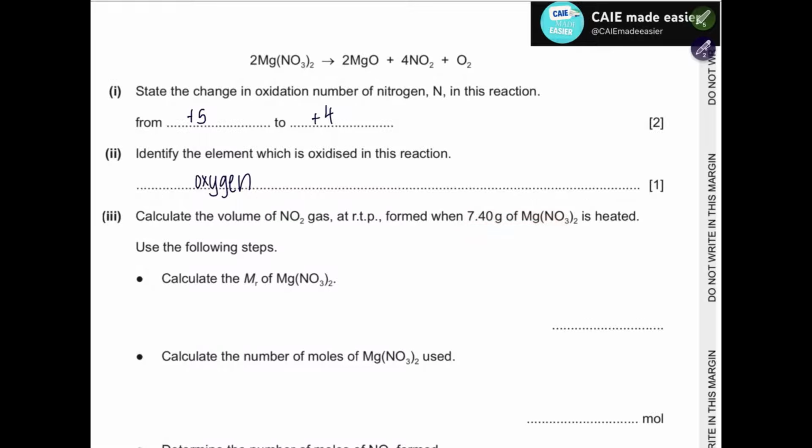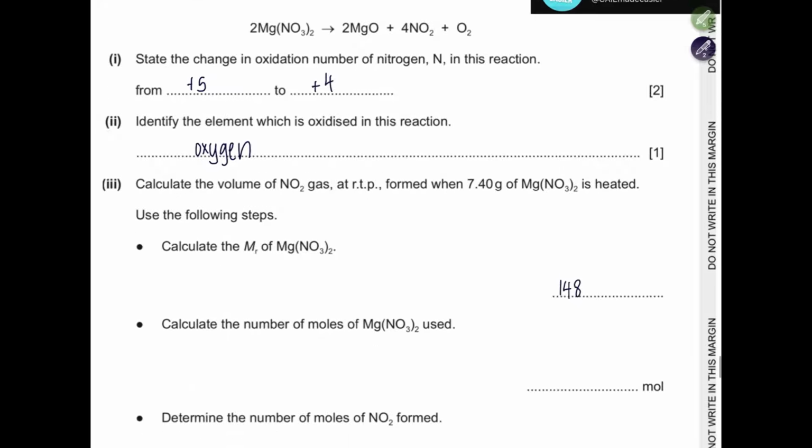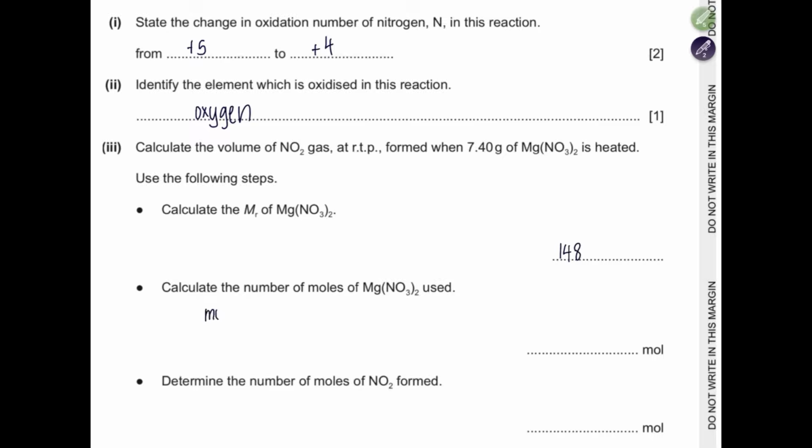Use the following steps. Calculate the MR of MgNO3. So using your periodic table, you will just add the ARs, and that is going to be 148. Calculate the moles of magnesium nitrate. Moles is going to be mass divided by MR. Mass is 7.4 divided by 148. The MR gives you 0.05 moles.